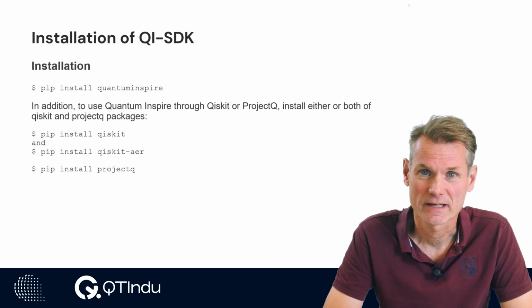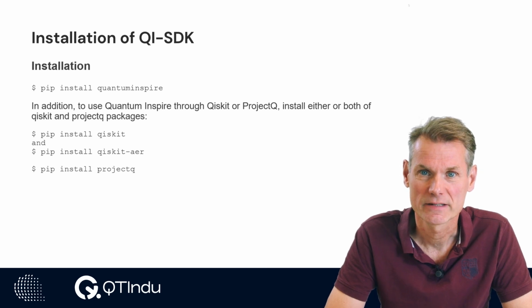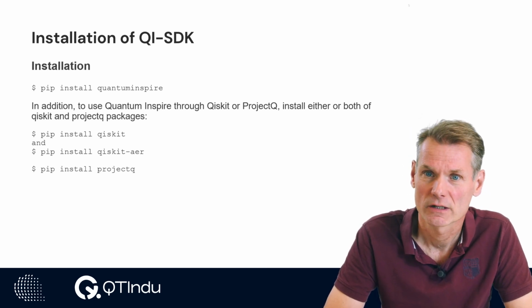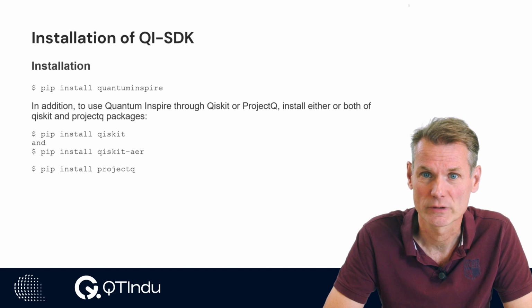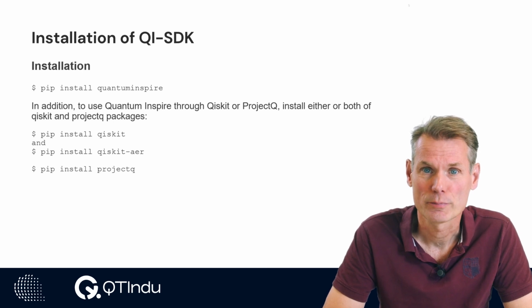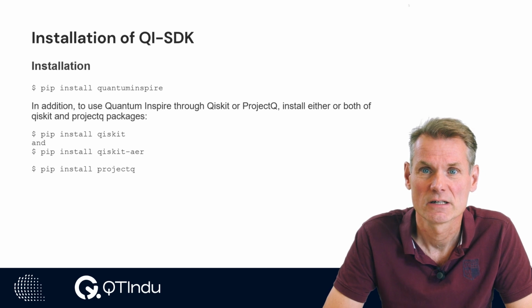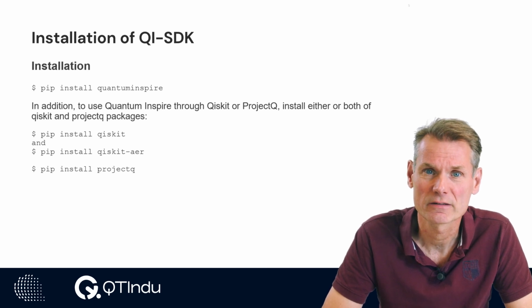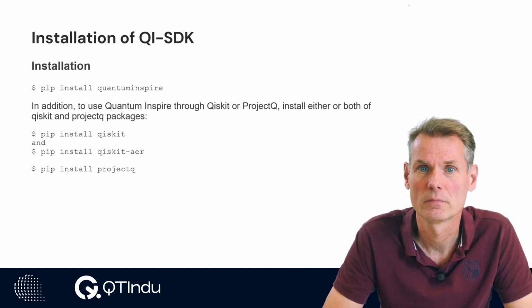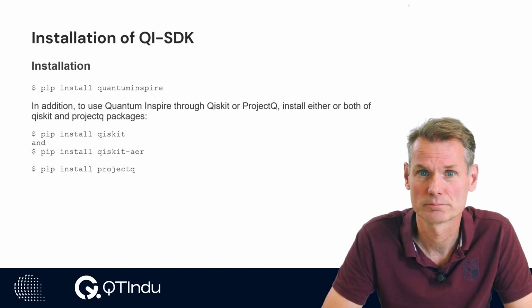To install QI SDK, execute the command pip install quantum-inspire in a running Python virtual environment. In addition, to use Quantum Inspire through Qiskit or Project Q, use pip to install either or both Qiskit and Project Q as shown on the slide. To install Qiskit, we need to install two packages, Qiskit and Qiskit Aer. Qiskit Aer is needed to make use of a quantum computing simulator locally for the Qiskit framework. Now everything should be set up and ready in order to develop algorithms.